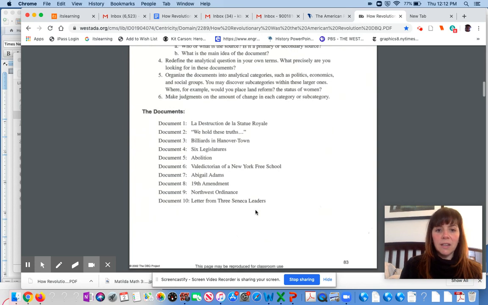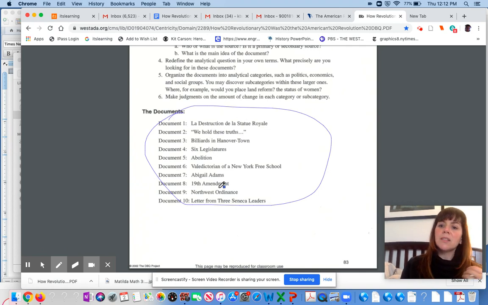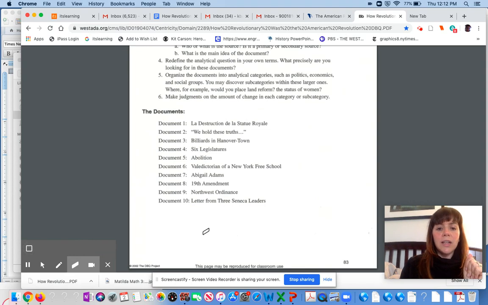I'm going to skip all this stuff, but these are the sources that we're going to be looking at. There are 10 total sources, and I went with blue. I'm going to go through some of these in more depth than others. Some of them are very obvious, and some of them you're like, wait, I don't understand what's going on.